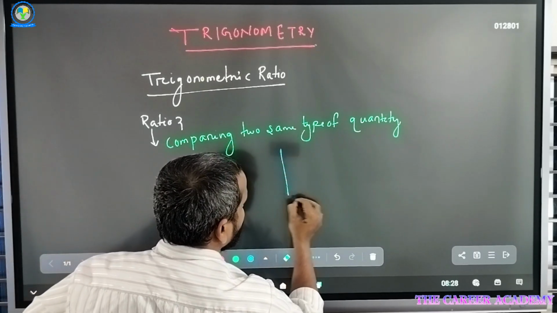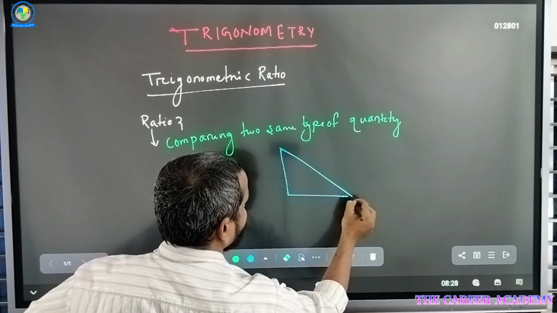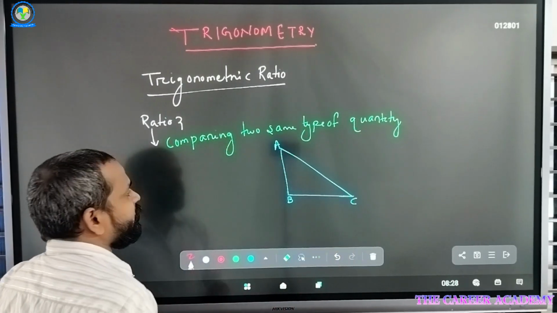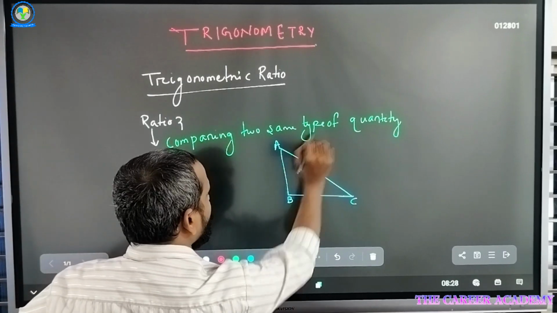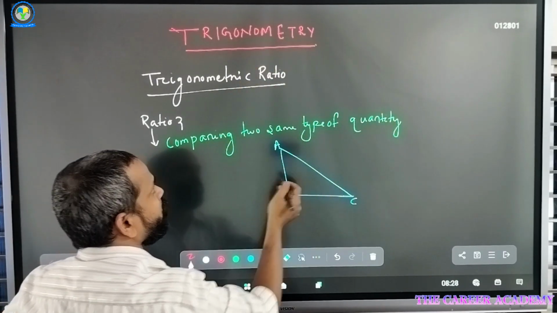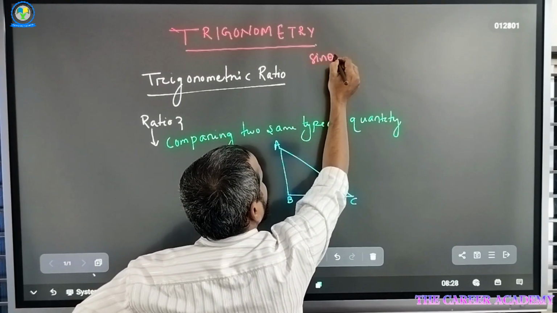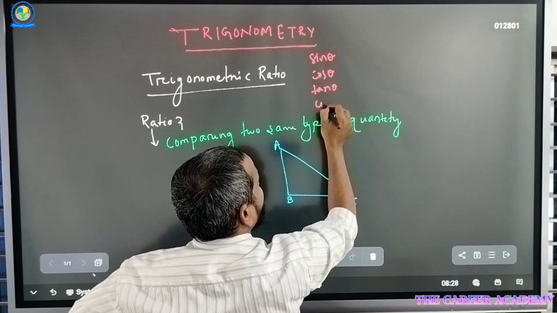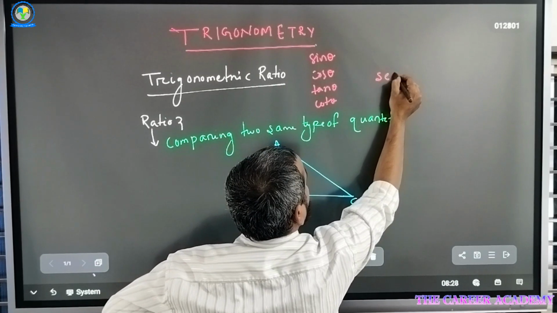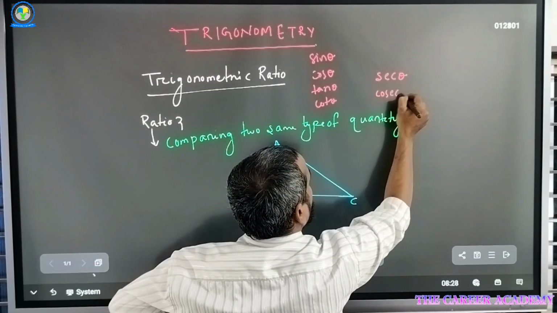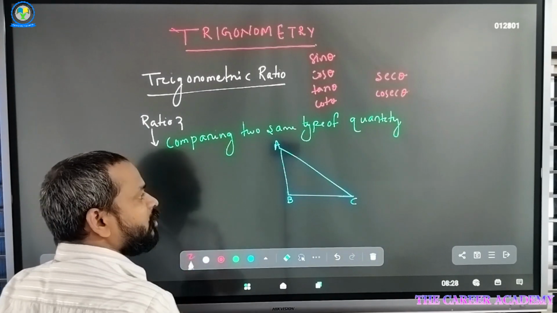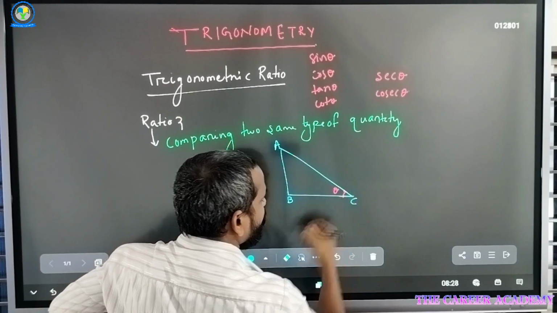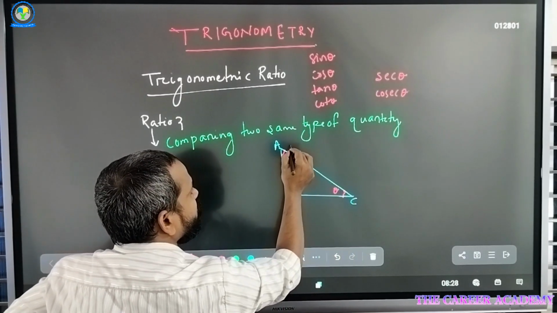See, now we have the trigonometric triangle. You take a right angle triangle. This is triangle A, B, C. Now in this triangle, when we are studying trigonometric ratios, it can be sin theta, cos theta, tan theta, cot theta, sec theta, cosec theta. And here the angle is theta.